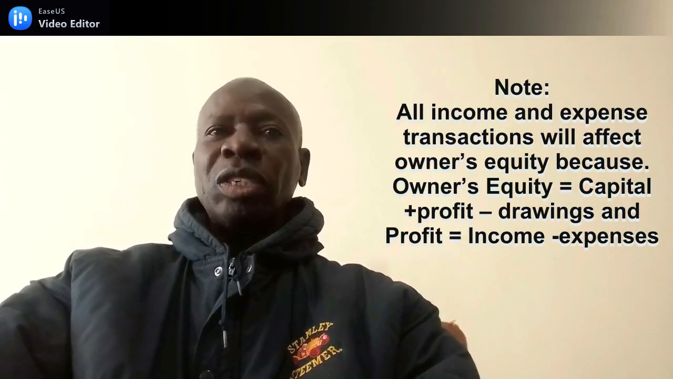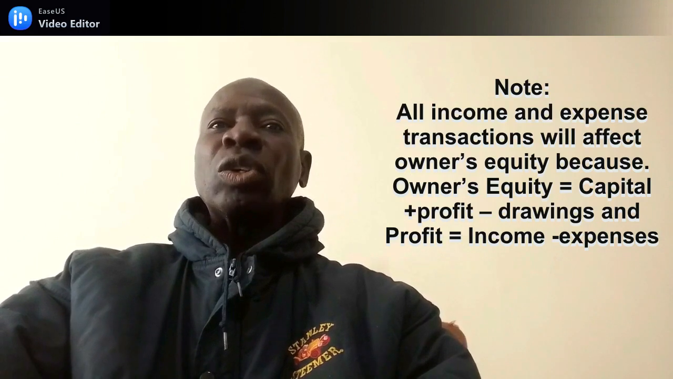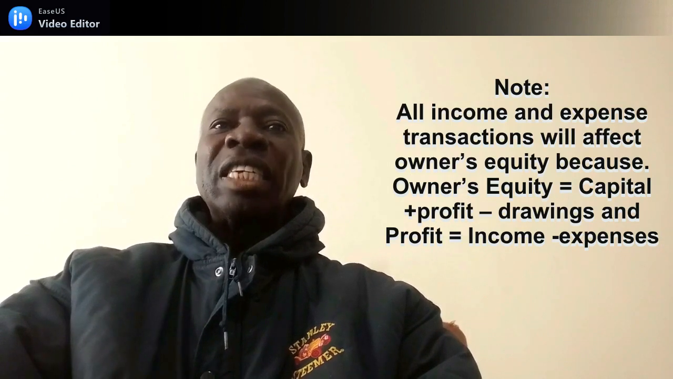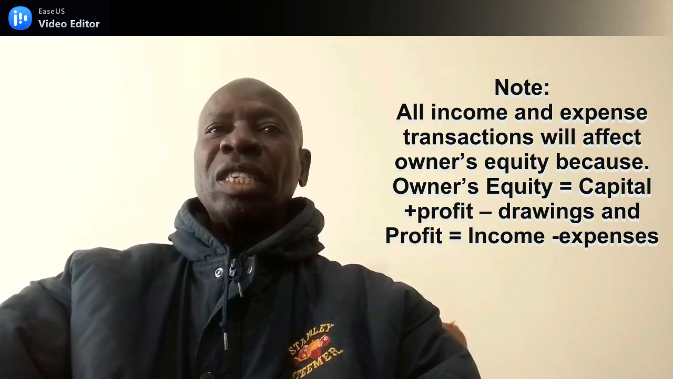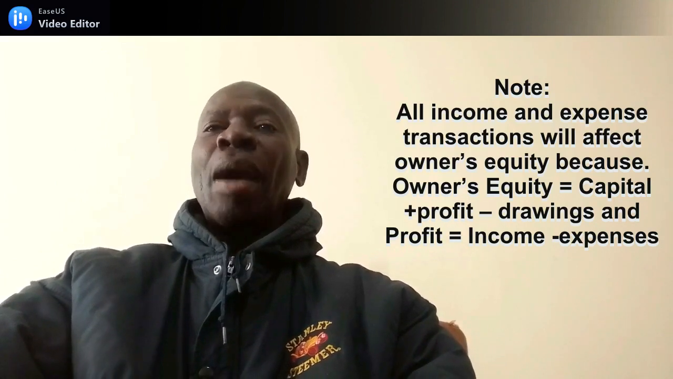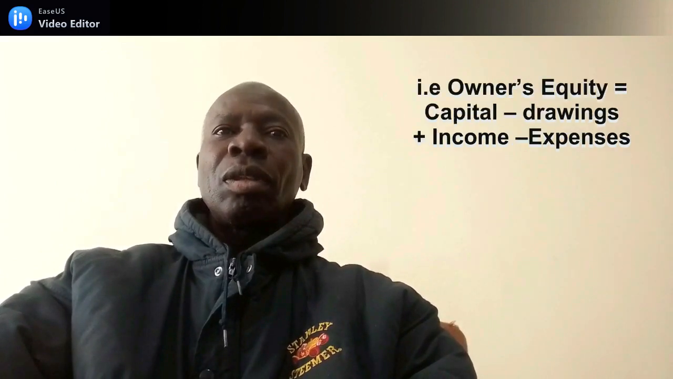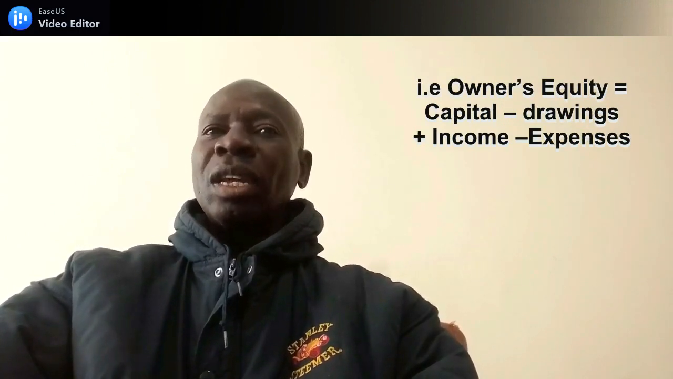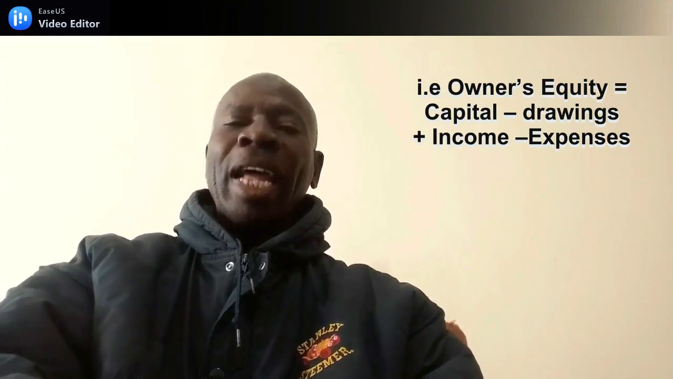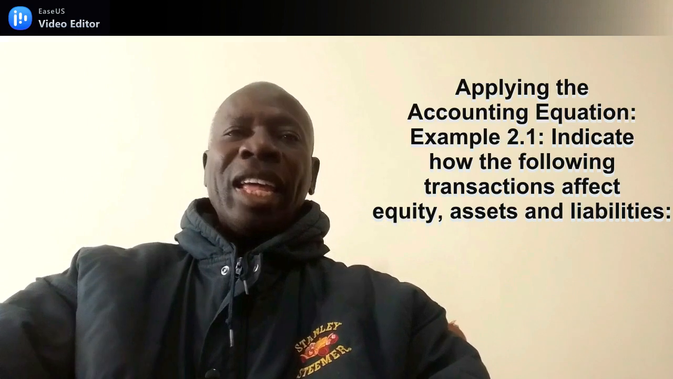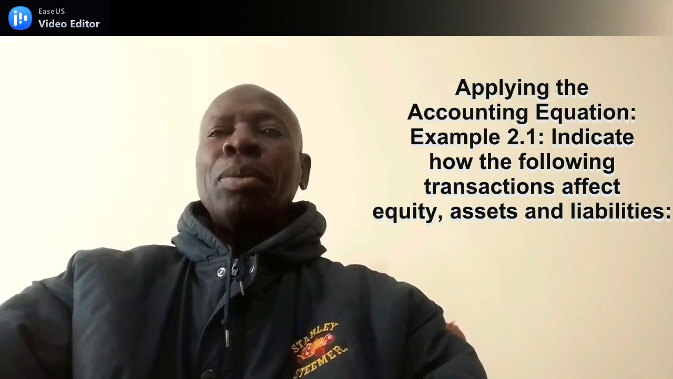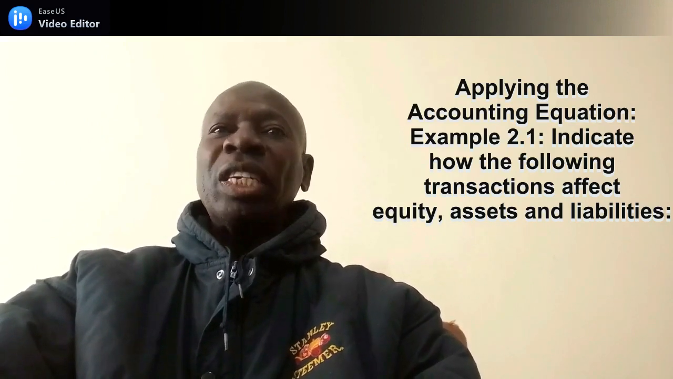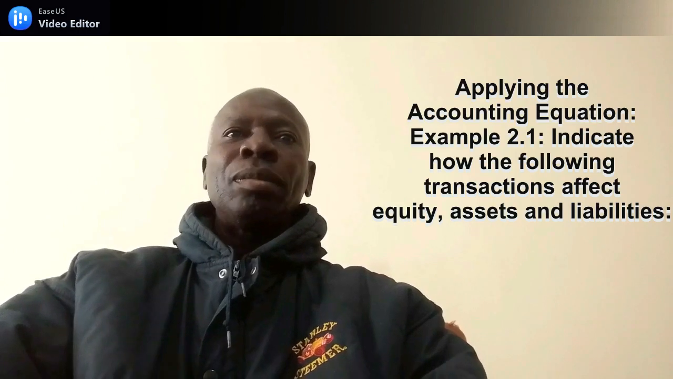It is also important to note that all income and expense transactions will affect owner's equity because owner's equity is capital plus profits minus drawings, and profits itself is income minus expenses. In other words, the owner's equity is equal to capital minus drawings plus income minus expenses. How do we apply the accounting equation? We have example 2.1, which says indicate how the following transactions affect equity, assets, and liabilities.